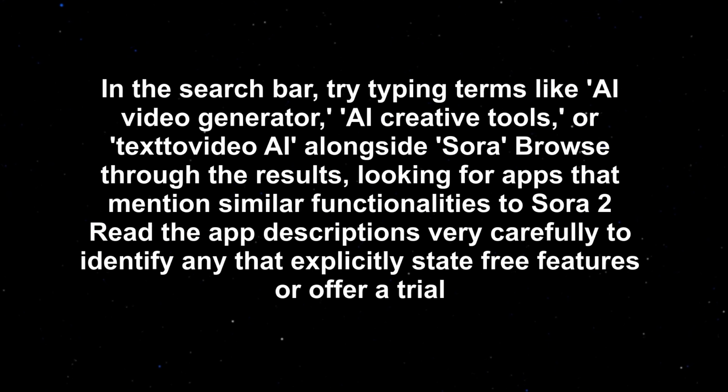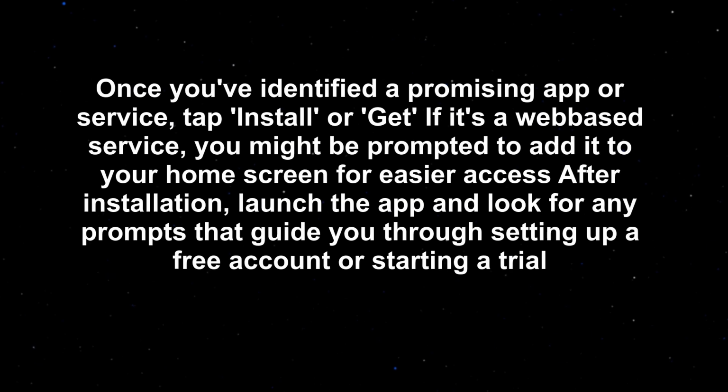In the search bar, try typing terms like AI video generator, AI creative tools, or text-to-video AI alongside Sora. Browse through the results, looking for apps that mention similar functionalities to Sora 2. Read the app descriptions very carefully to identify any that explicitly state free features or offer a trial. Once you've identified a promising app or service, tap Install or Get.